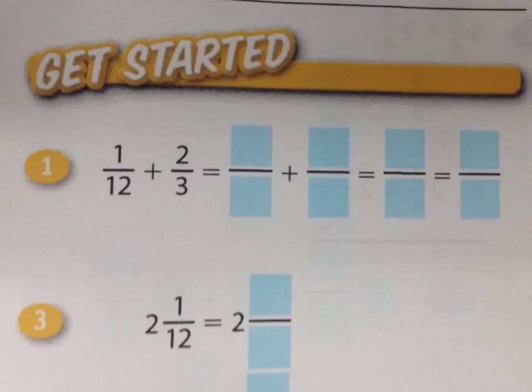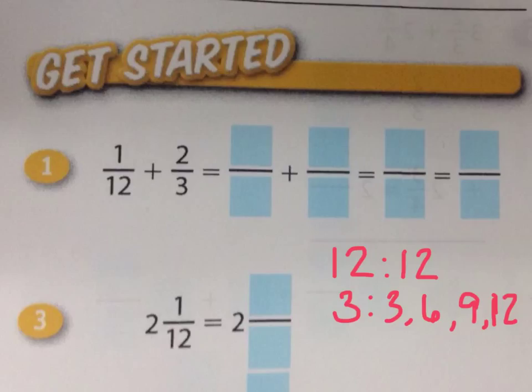Okay, this is lesson 2, page 4. Number 1, they want us to add the fractions with unlike denominators. Remember, to add fractions with unlike denominators, first you write the equivalent fractions using the least common denominator. So for 12 and 3, you can see that your least common denominator would be 12.